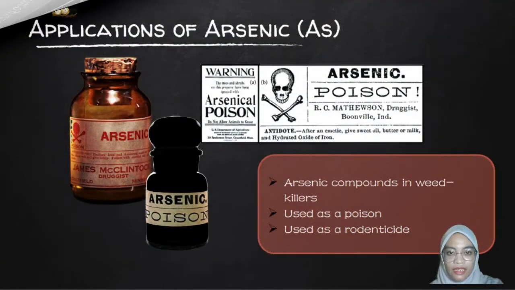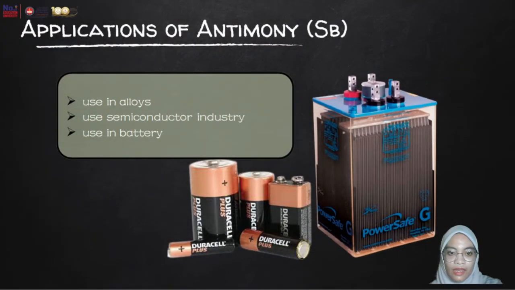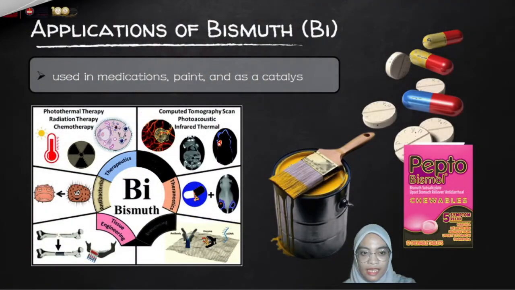Next is application of arsenic. Arsenic is used for compounds and weed killer, used as a poison, and used as rodenticide. Next is application of antimony. Antimony is used in alloys, in the semiconductor industry, and in batteries. Last but not least, application of bismuth. Bismuth is used in medication and as a catalyst.